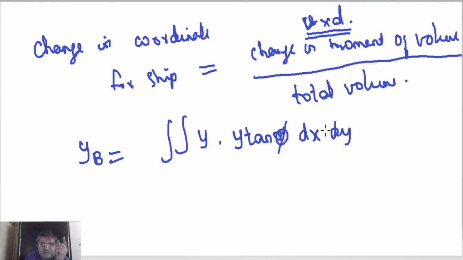From the previous section, we saw what the volume is. This volume is y tan phi dx dy. We saw that in the previous section; I'm just taking it from there. And to get the moment of that volume, if you want to find the change in coordinate of y, you multiply. For example, here, okay, first let me write this.